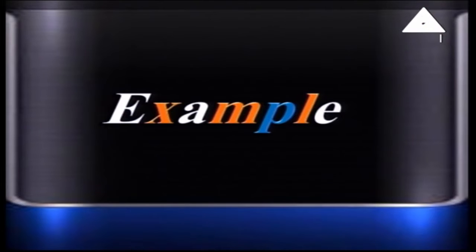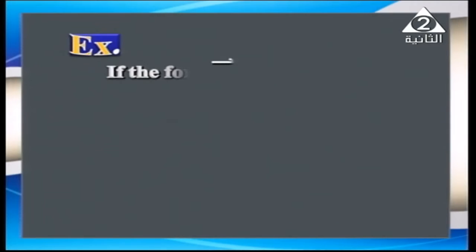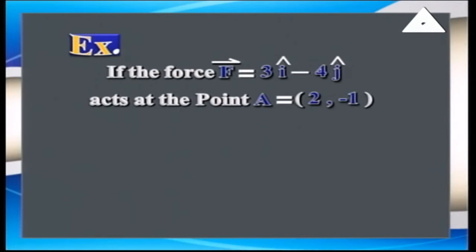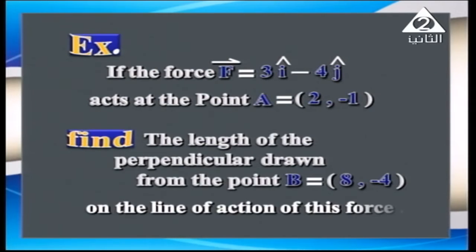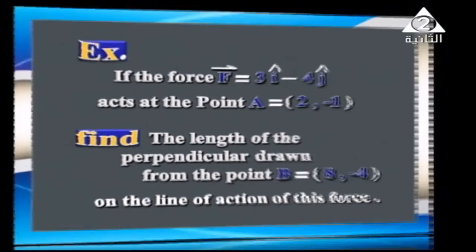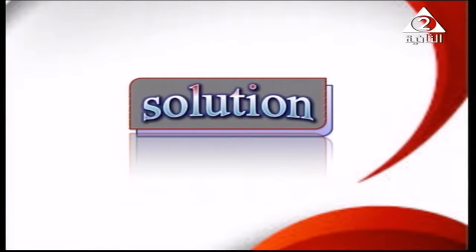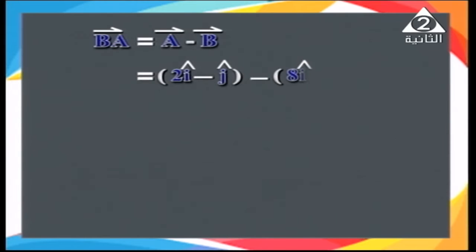Another example. If the force F, 3I minus 4J, acts at the point A (2, -1), find the length of the perpendicular drawn from the point B (8, -4) to the line of action of this force. My dear student, look at the solution. First, find the position vector BA, A minus B, which equals negative 6I plus 3J.